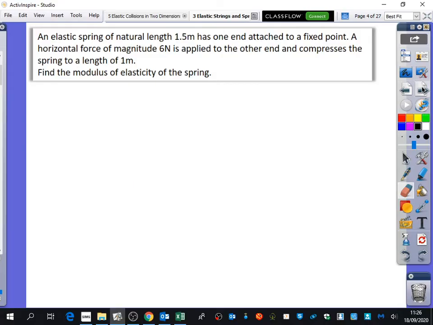An elastic spring of natural length 1.5 meters has one end attached to a fixed point. A horizontal force of magnitude 6 newtons is applied to the other end and compresses the spring to a length of 1 meter. Find the modulus of elasticity of the spring. So just have a quick think about what this diagram might look like. You can draw it if you want to.